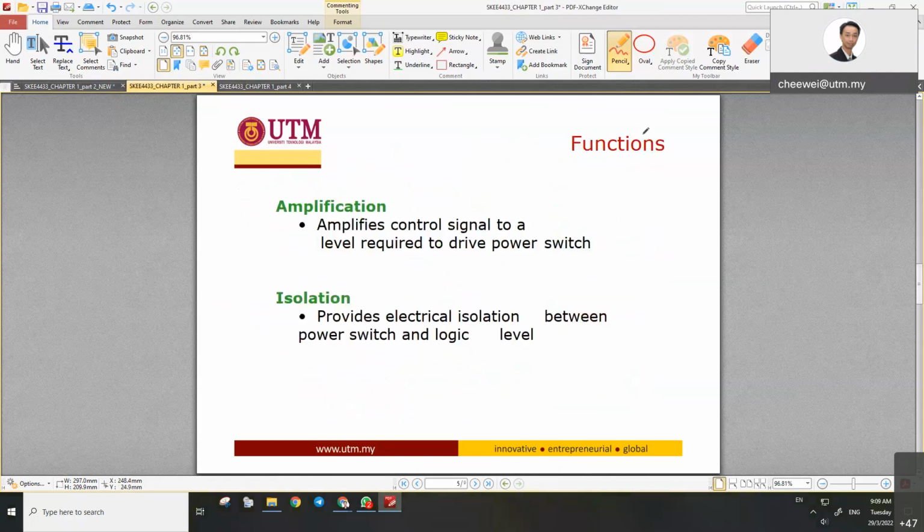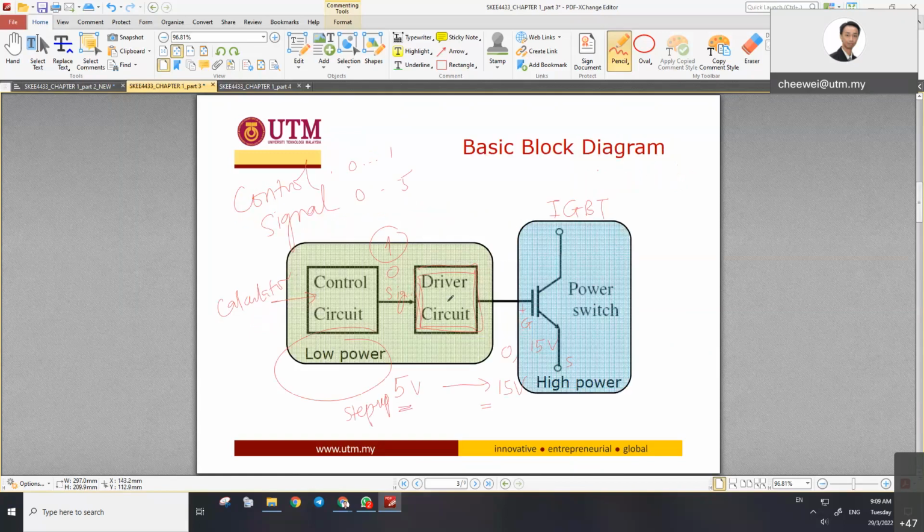That's why the functions of a driver circuit are number 1, amplification, and number 2, isolation. Only 2. You just need to remember 2. So what does it mean by amplification here? The function of the driver circuit or gate driver is to amplify the control signal to a level required to drive the power switch. In this case, the driver circuit is amplifying 5 volts to 15 volts so that the power switch can turn on.